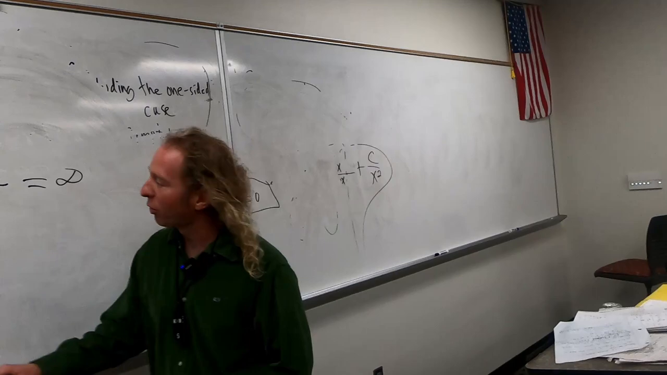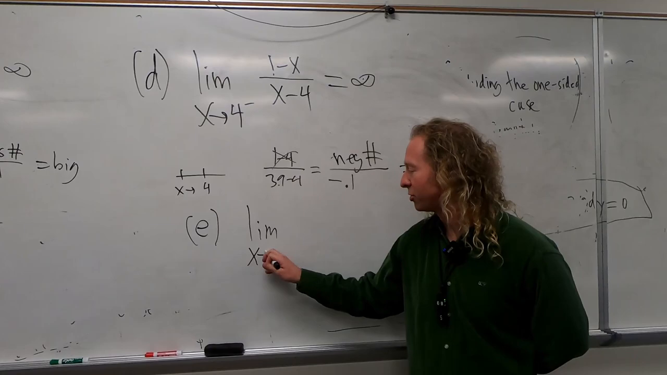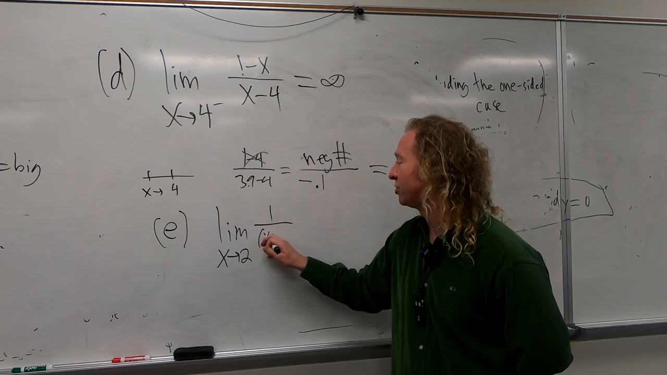E. Check this one out. This one's really interesting. Limit. This is our first one like this. X approaches 2 from both directions. Okay? Yeah, yeah. X minus 2 squared. Yeah, squared.